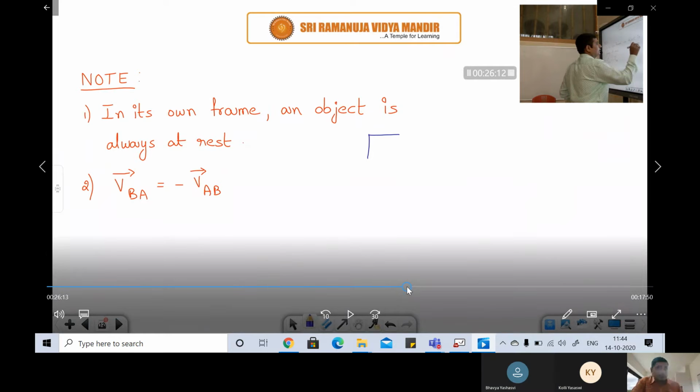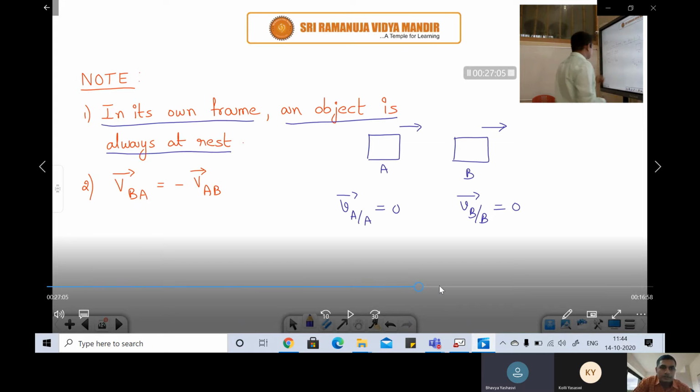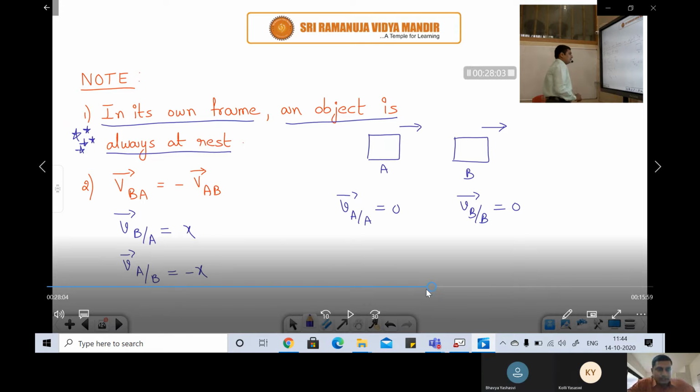So here is one important note I wrote. In its own frame, an object is always at rest. In its own frame means if you stand on A and observe A, A is at rest. If you stand on B and observe B, B is at rest. And velocity of B with respect to A equals minus of velocity of A with respect to B. Correct or not? Yes, sir.